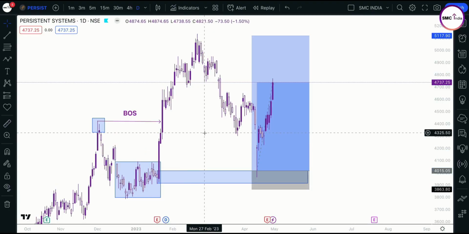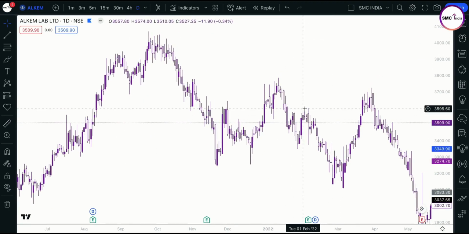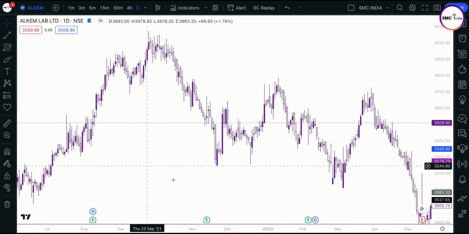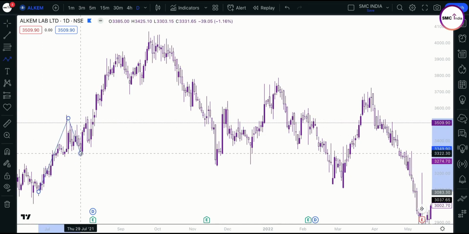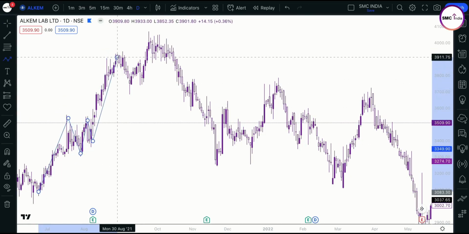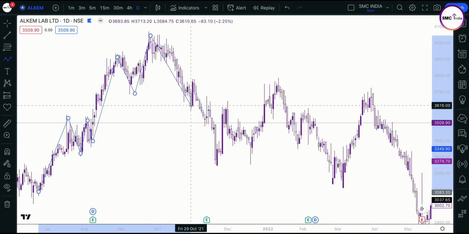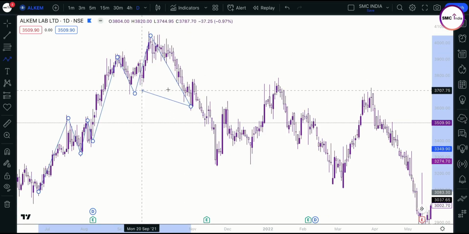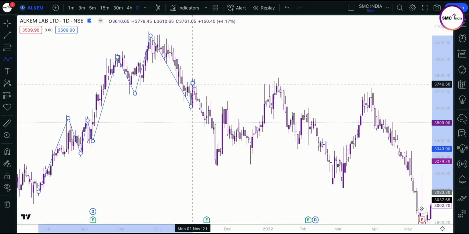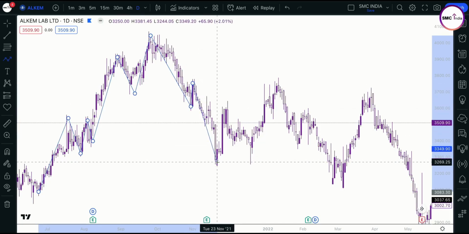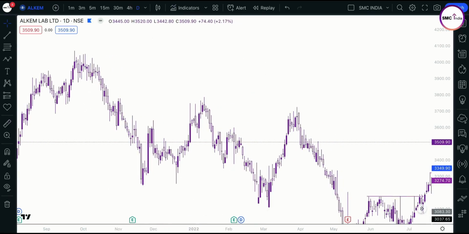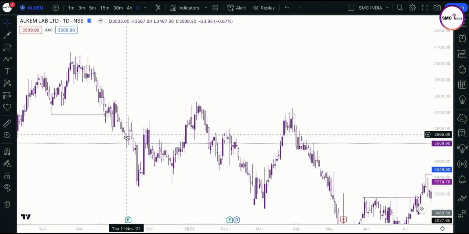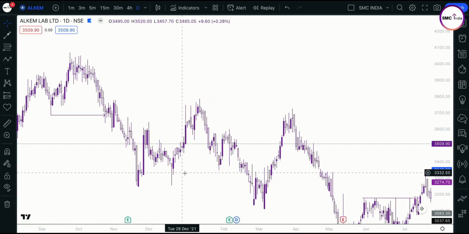And now I'm going to move on to the next example. For this graph, Alchem, you could see that the price has moved up, causing higher highs and higher lows, and it broke this structure, causing a change of character up here. And what it does next is that it shot down again. So from here you could say that it broke this price up here, and it caused a simultaneous break of structure to the downside, identifying that this is a proper downtrend.